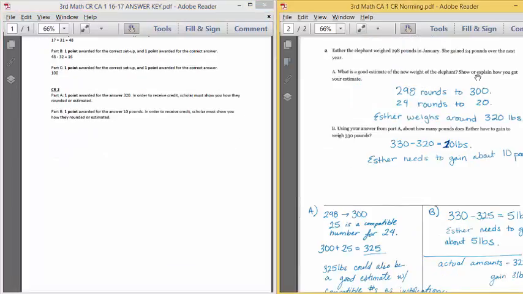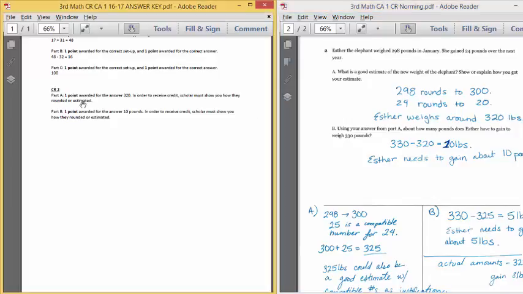Moving on to question number 2, this is asking them to use their estimation skills in order to determine what a good estimate of a problem would be. For part A, they need to find out what's a good estimate of the new weight of the elephant after she gained the 24 pounds. The easiest way that scholars might choose to do this is to say 298 rounds to 300, 24 rounds down to 20, so 300 plus 20 is about 320 pounds.